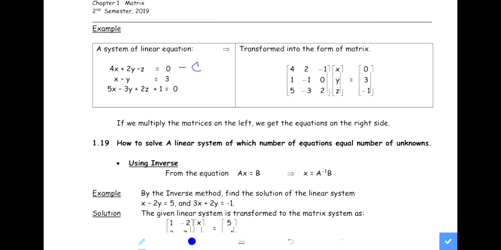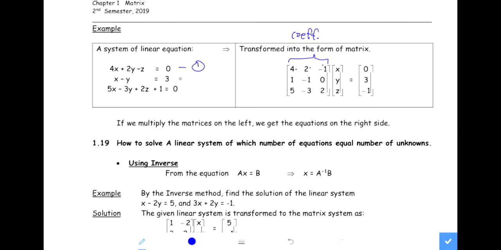That is your equation number one, and you look at all the coefficients. Coefficients are the numbers in front of your variables x, y, and z. So here you see 4, 2, and minus 1. Put it there: 4, 2, minus 1. This is called your coefficient matrix. I'm going to call it coef, and make a chart like this.